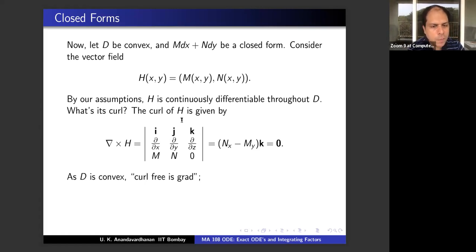Grad is always curl free, but curl free is not always grad. You remember these things when I recall? Grad is always curl free, but curl free is not always grad. Curl free is grad if your domain is nice. And one example of being nice is convex.